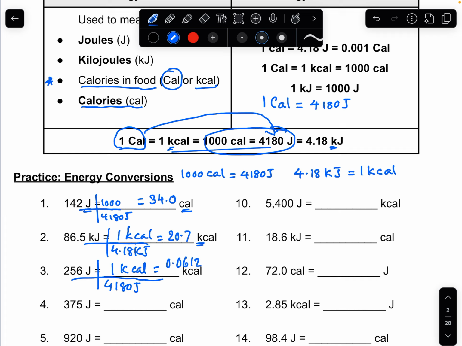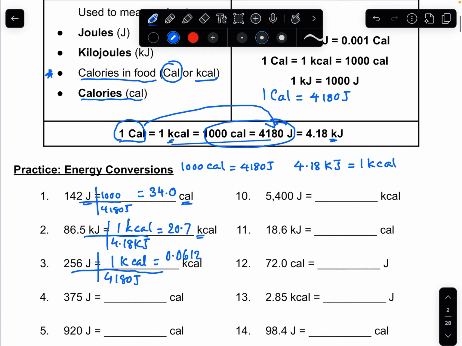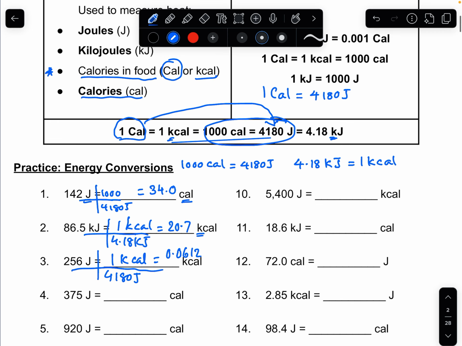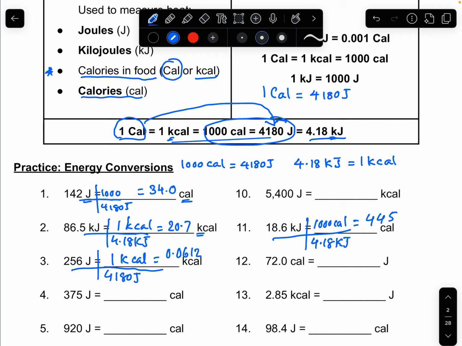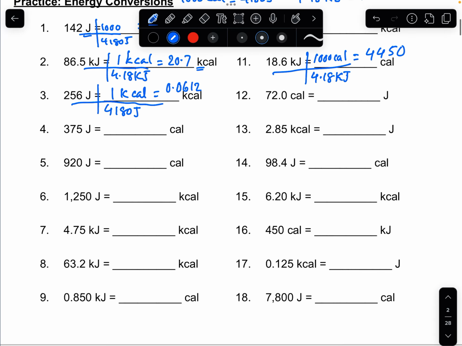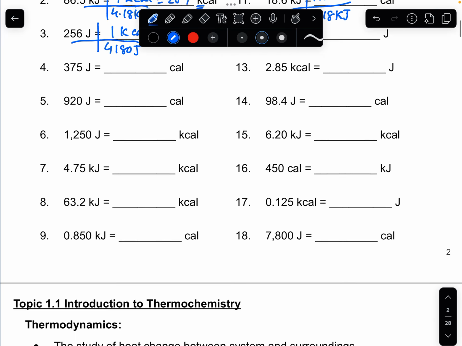Okay, so now we need to do one more example maybe. Which one do you want to do? Kilojoule to calories. Okay, kilojoule is what? This much. So you are going to divide 4.18 kilojoule, and calories, which is normal calorie, which is what? 1000 calories. And your answer is 4,450 calories. Okay, so those are some basic information. We will see different units going forward.